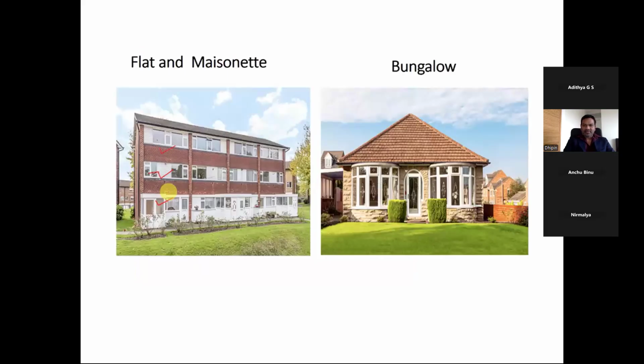This is again, as you can see, a bungalow, which is much similar to the detached house in losing heat, whereas in a flat and maisonette, as you can see, it has a party wall.